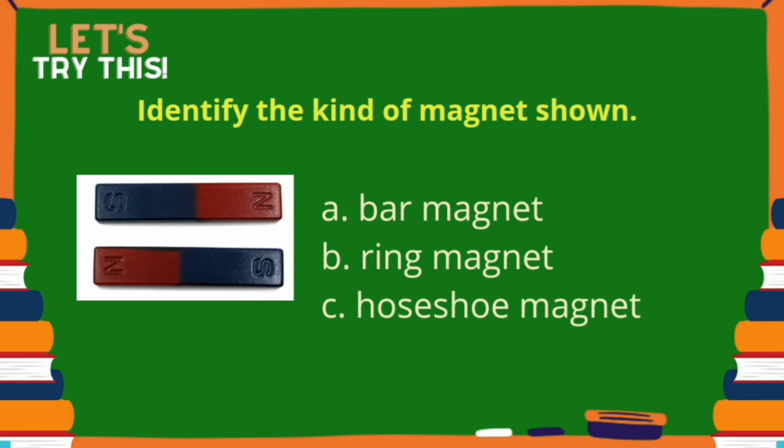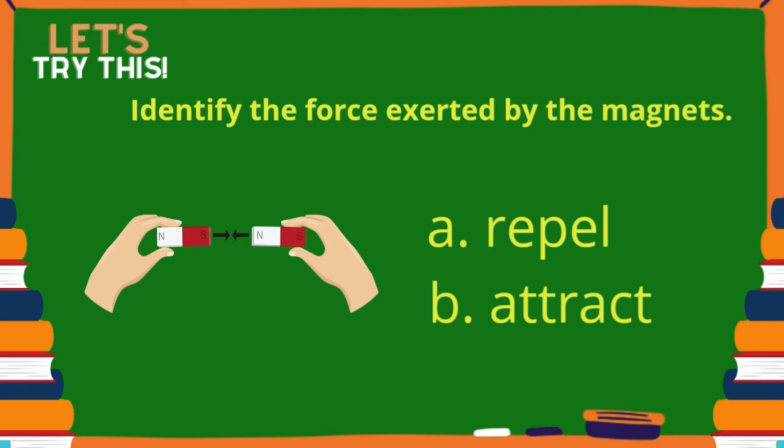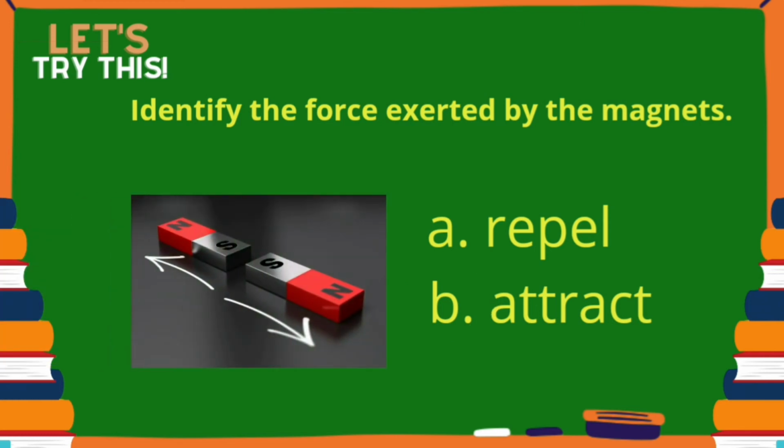Next, what kind of magnet is shown? A. Bar magnet. B. Ring magnet. C. Horseshoe magnet. What is your answer? Very good. Bar magnet. Identify the force exerted by the magnets as shown in the illustration. A. Repel. B. Attract. The answer is attract. How about in this illustration? What force is exerted by the magnets? Very good. The magnets will repel.